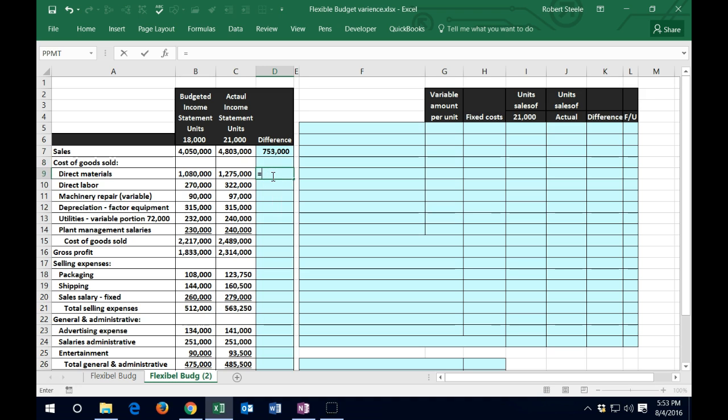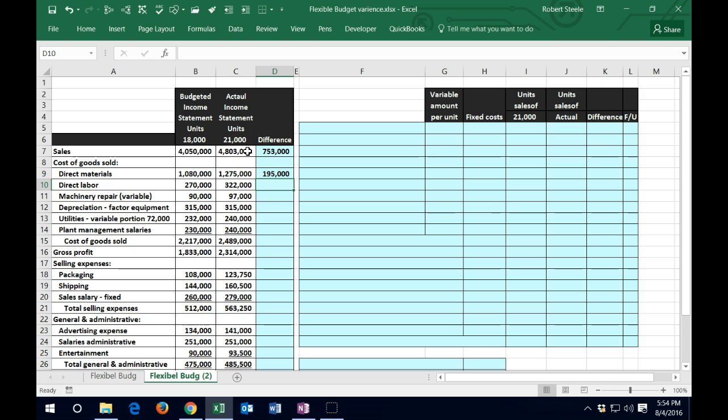If we took the direct materials, this number minus this number means that we used more in direct materials. Now, if we didn't take into consideration the fact that we made more units, we might be saying, oh, we're over budget on direct materials. And if we actually penalize someone in the manufacturing department, saying, hey, you're over budget on direct materials, that would be unfair. It'd probably be unwise for us to do, considering the fact that we produced more units.